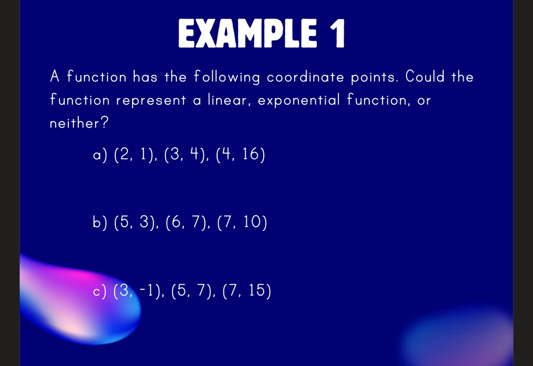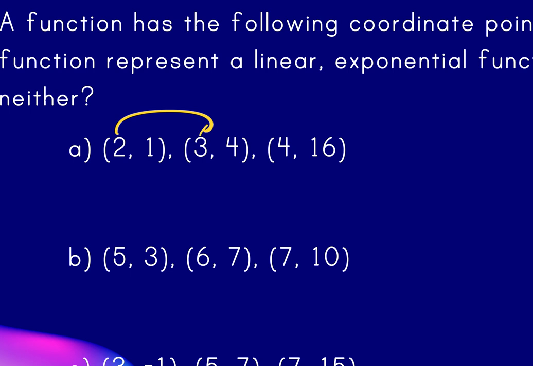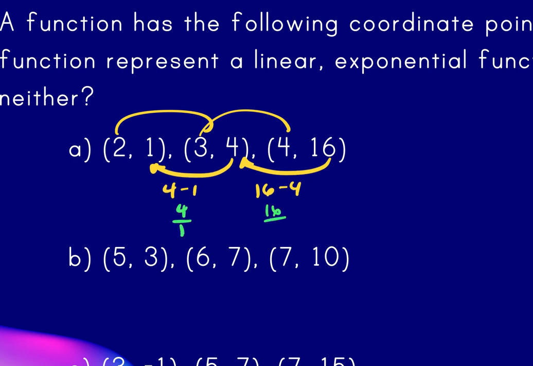When I look at A, the first thing you want to do is compare your x values. Are they increasing or decreasing in the same interval? Yes, these are all going up by ones. Then to figure out if it's linear or exponential, for linear I'm going to do 4 minus 1, 16 minus 4, and see if they're the same. Are those going to be the same? No. So then for exponential, I do 4 over 1 and 16 over 4. Are these the same? Yes. So this is exponential.